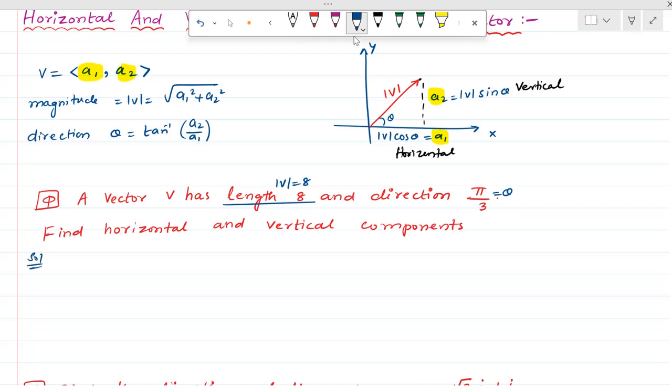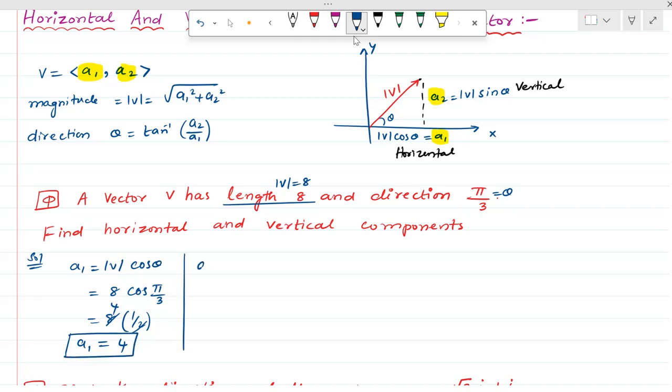A1 is equal to magnitude V cosine theta. Magnitude V is 8, cosine pi over 3. Pi over 3 is nothing but 60. So what is cosine 60? Half. If you cancel, you will get 4. So this is the horizontal component.